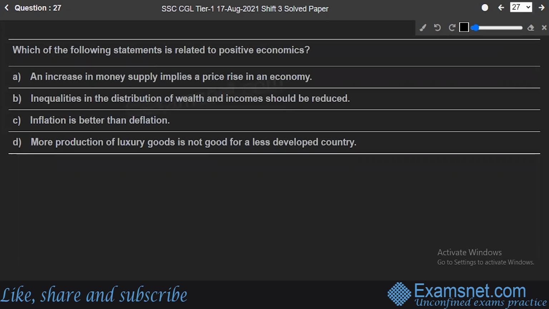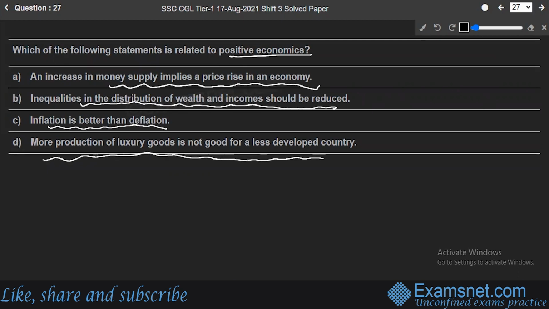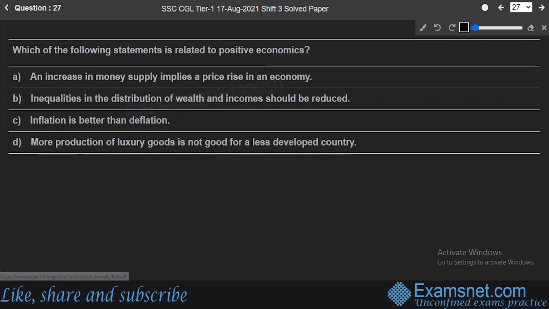Which of the following statements is related to positive economics? An increase in money supply implies a price rise in an economy, or inequalities in the distribution of wealth and economic incomes should be reduced, or inflation is better than deflation, or more production of luxury goods is not good for a less developed country. Which is the correct answer to the question?